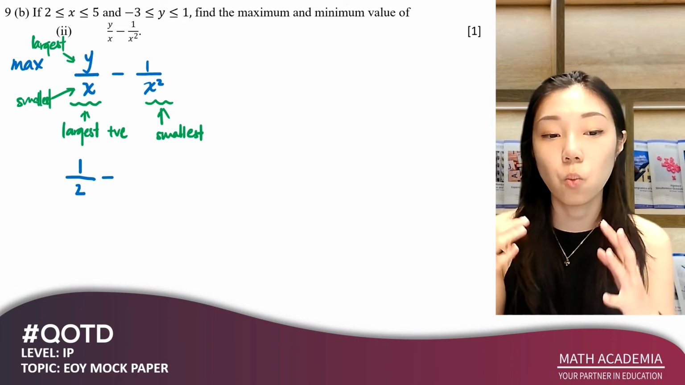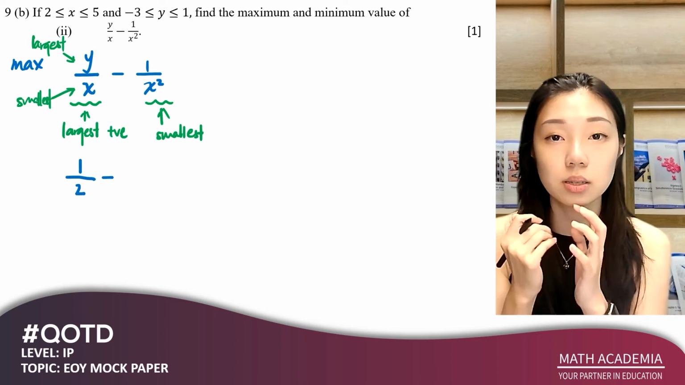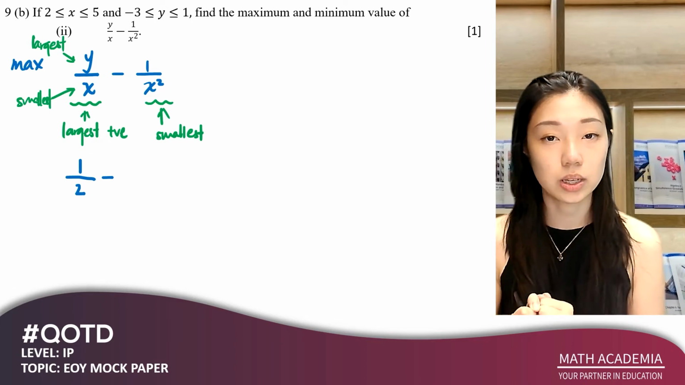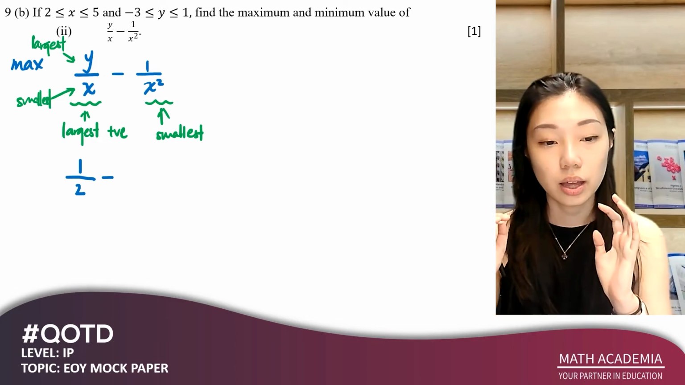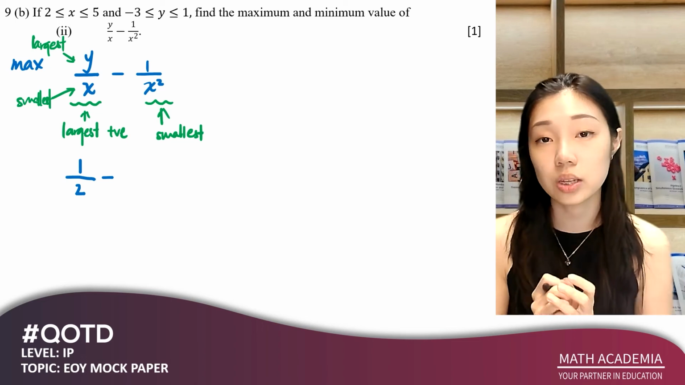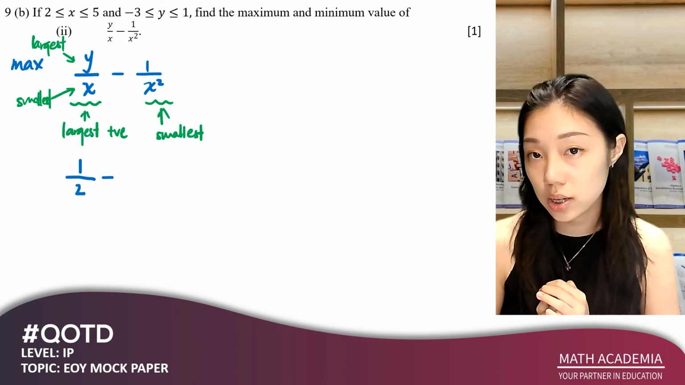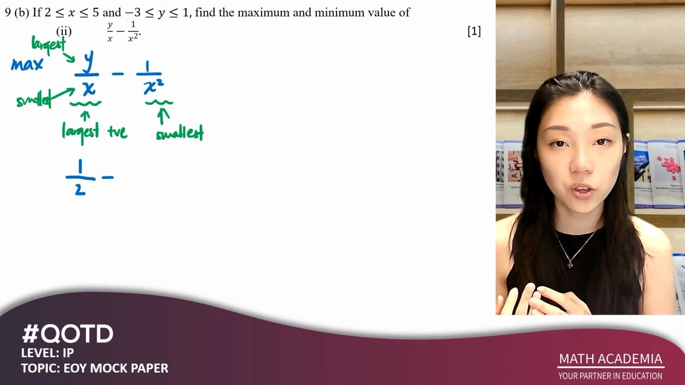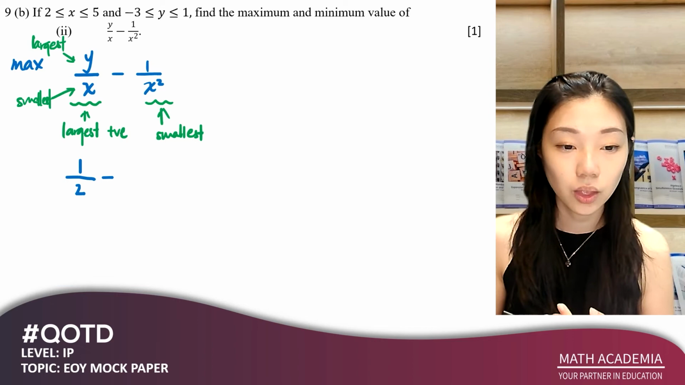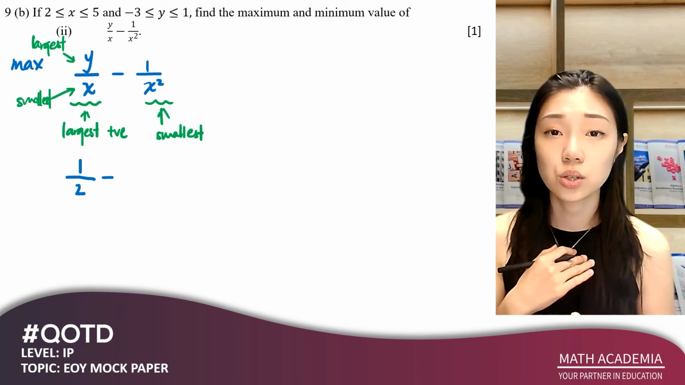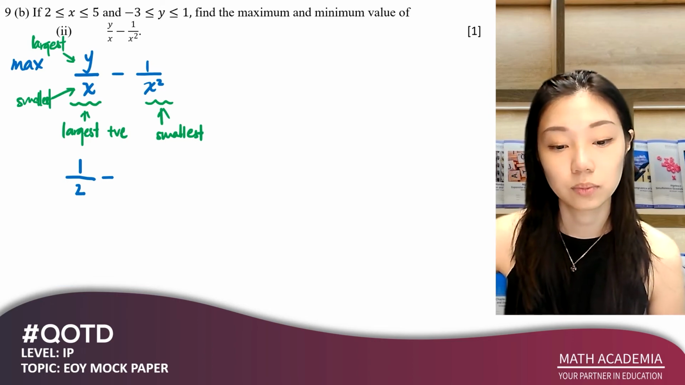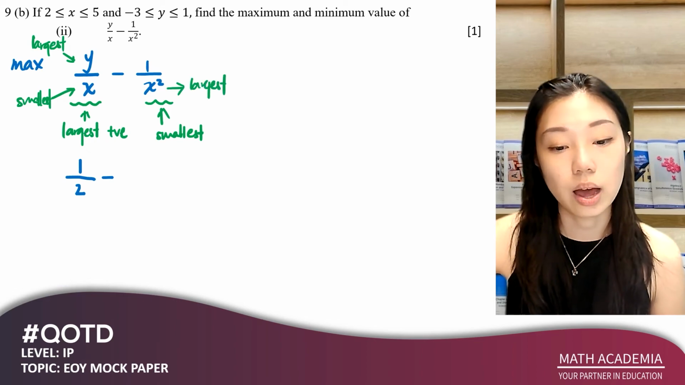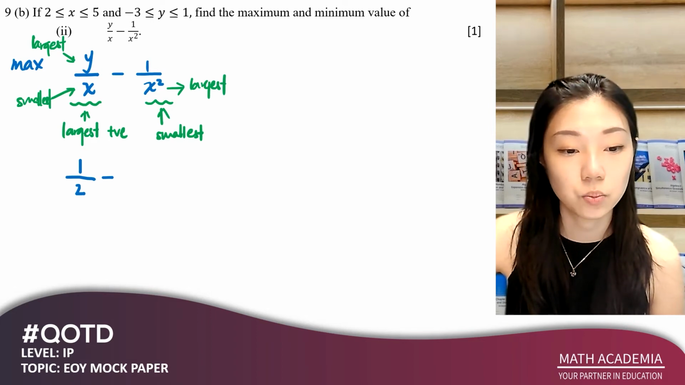And if I want 1 over x squared to be as small as possible, I want to minimize my numerator, I want to maximize my denominator. In this case, the numerator is fixed. I can only change my denominator. I will make sure that my x squared is as large as possible. So I would choose the largest value of x, which is 5.